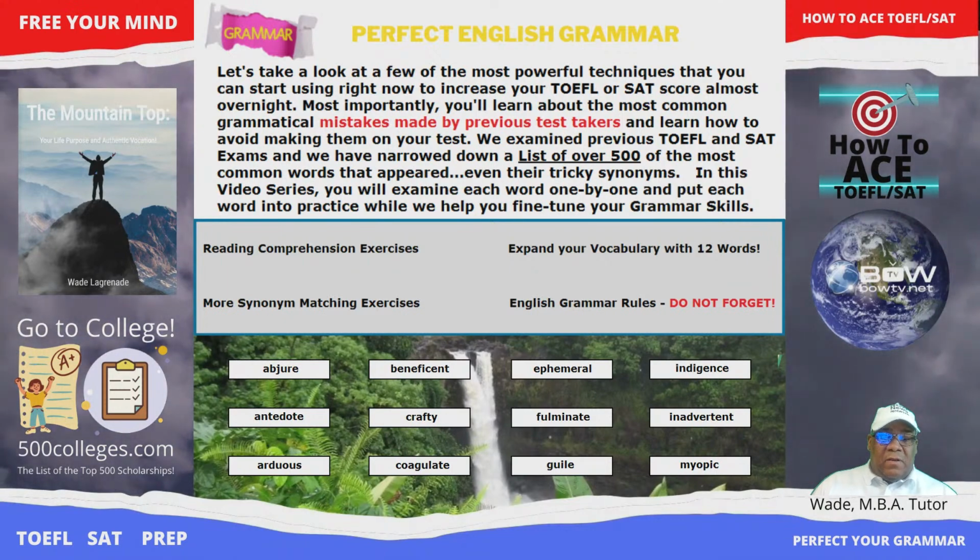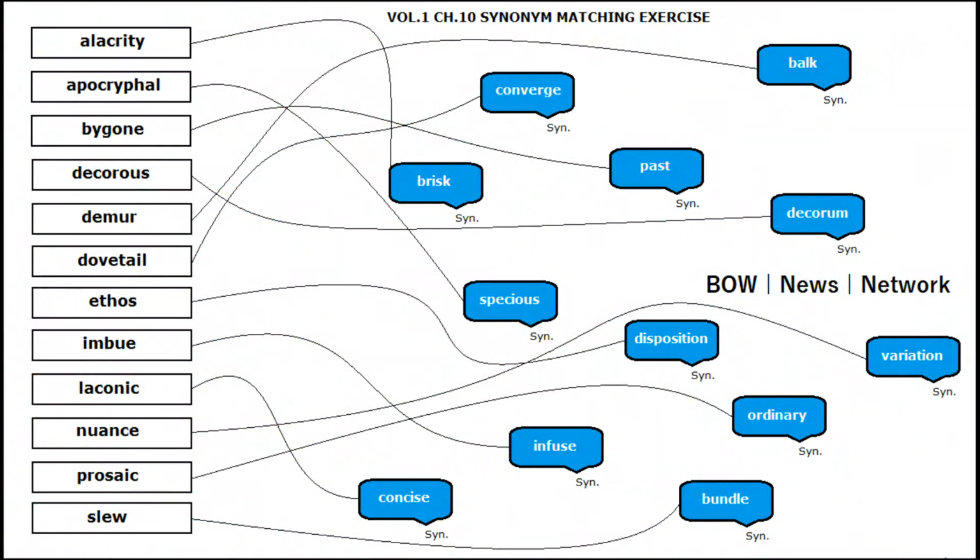Speaking of synonyms, let's take a look at the answer sheet for Volume 1, Chapter 10. We can quickly see the correlation between the word and the synonym. We had presented to you the blank sheet without the answers, so let's go over real quickly some of the answers here. We see alacrity: a synonym for that would be brisk. Bygone would be past. Decorous, synonym would be decorum. And demure, synonym would be bulk. And ethos would be disposition.